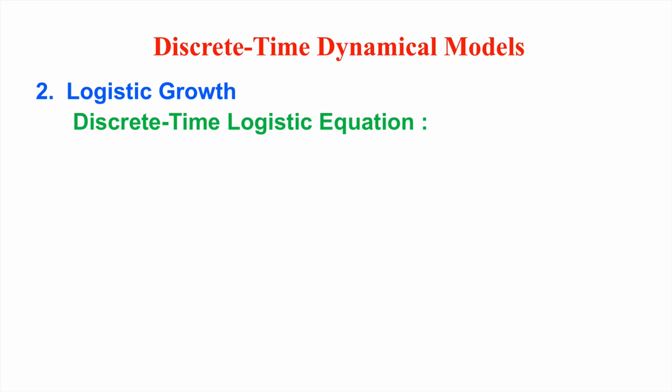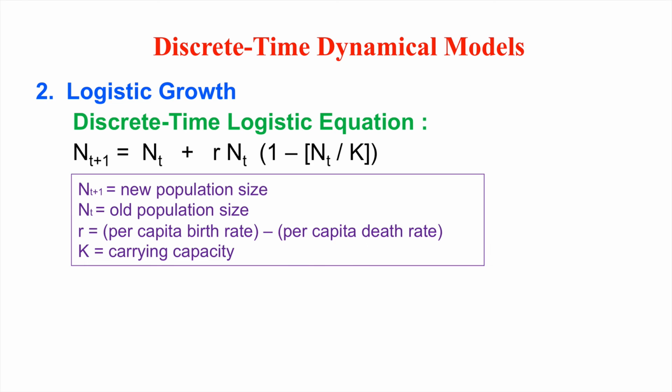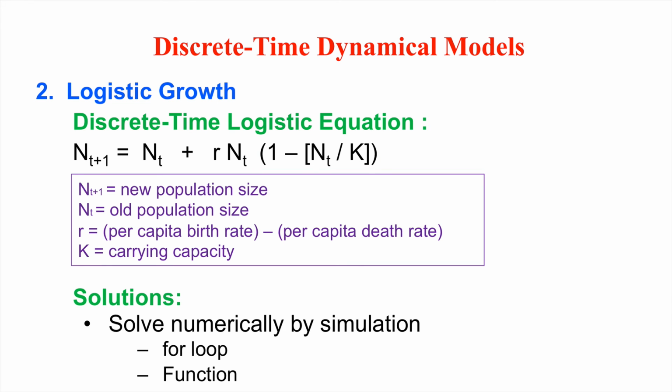Now the difference equation for the discrete time logistic is shown here. This is the exponential growth equation from before, and this is the added portion that limits the growth. You can see that we've just introduced the carrying capacity term k. And the way to solve this discrete time logistic is numerically by simulation using the for loop and functions again.